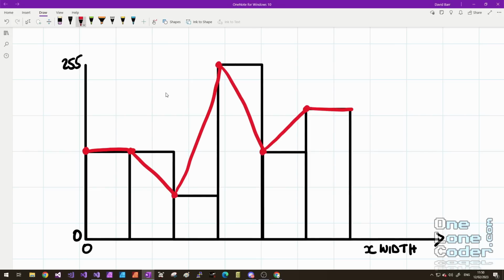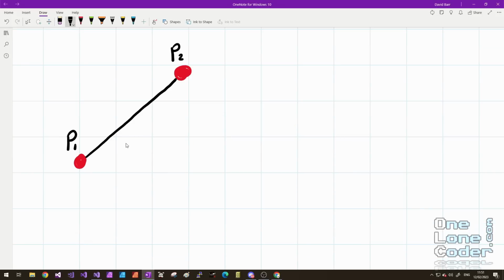Now, I've talked about linear interpolation hundreds of times. It's used in almost every OneLoneCoder video. And I usually describe it like this, that given 2 points, we want to find a third point somewhere along that line. And normally, we would normalize that line to be represented by a parameter called t. And so, if t was equal to 0.5, then that is halfway along the line. If it was 0.25, then it'll be a quarter of a way along the line.